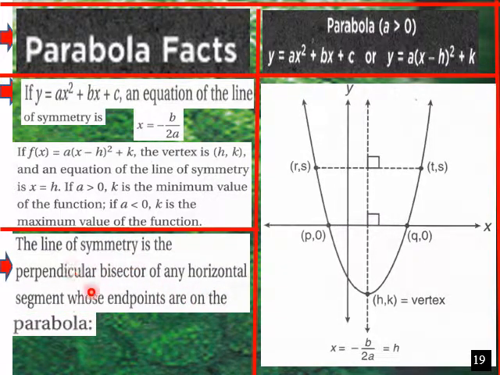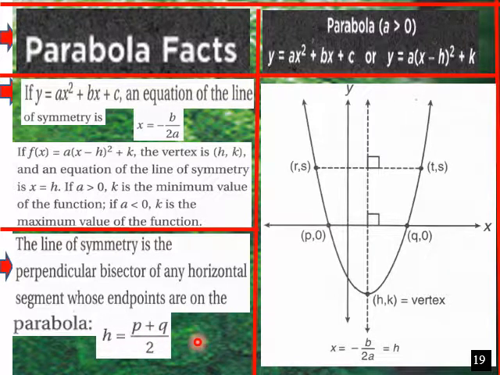The line of symmetry is a perpendicular bisector of any horizontal segment whose endpoints are on the parabola. So h equals p plus q over 2. That would be another way of putting it. So this would be p and then q here. We add them, and then the average of that would also be your line of symmetry. That's another way of expressing your line of symmetry.